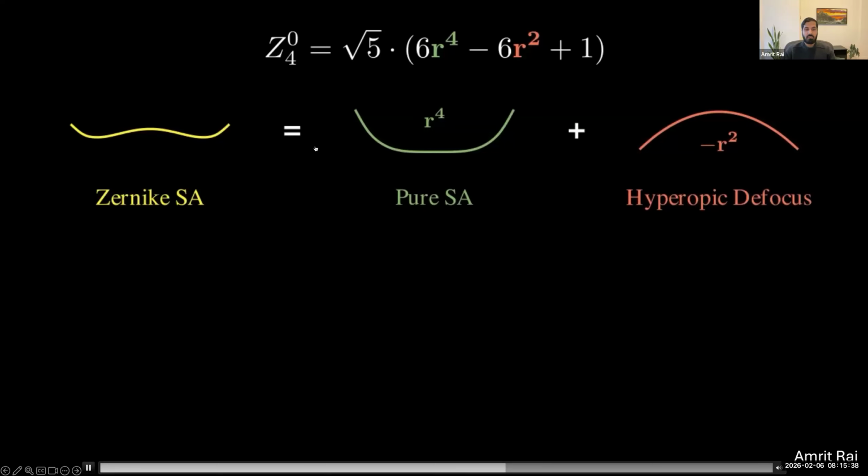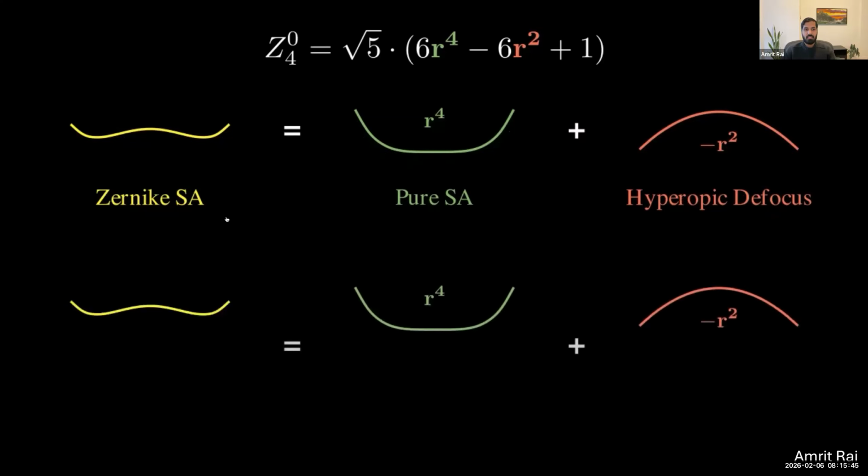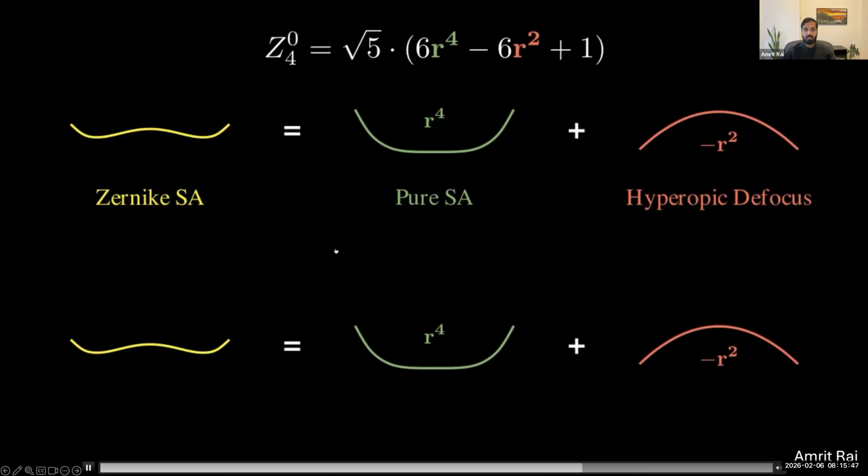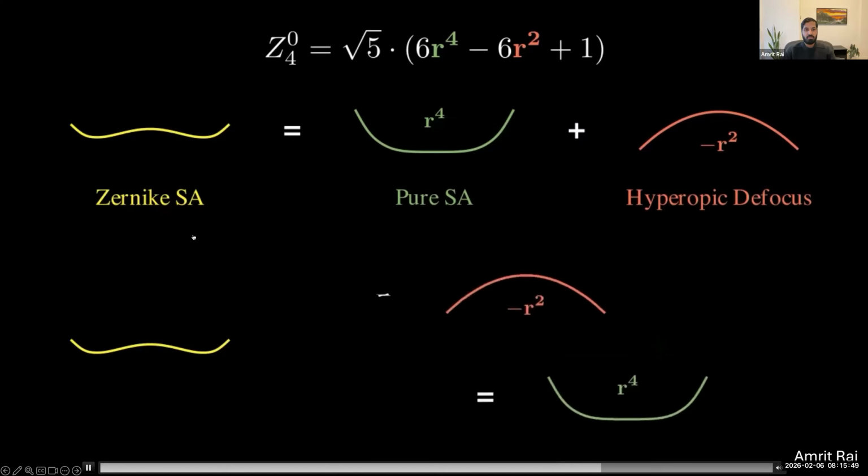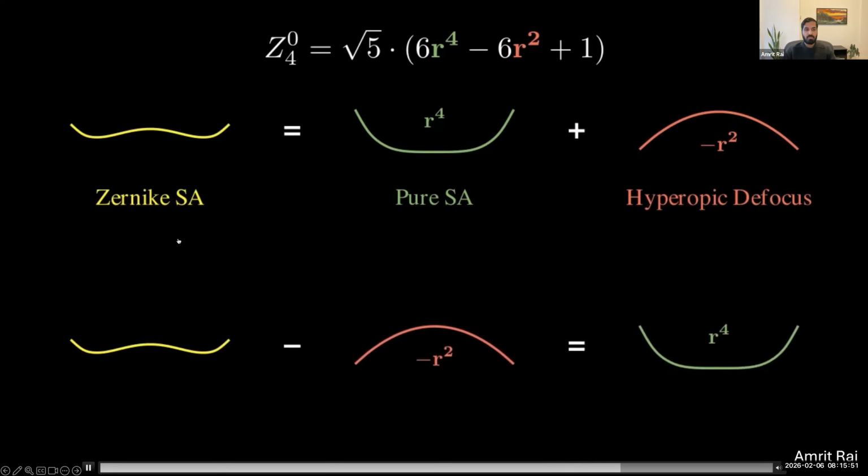So we can again write that out like this. And now let's copy this down for a second and see what happens if we try to isolate for just pure spherical aberration. First thing we can do is move the defocus term over to the left, and so it becomes negative. And now we have R4 all by itself, and we want to isolate for this.